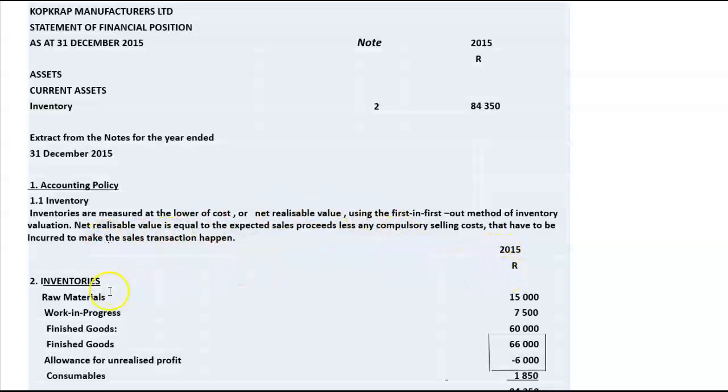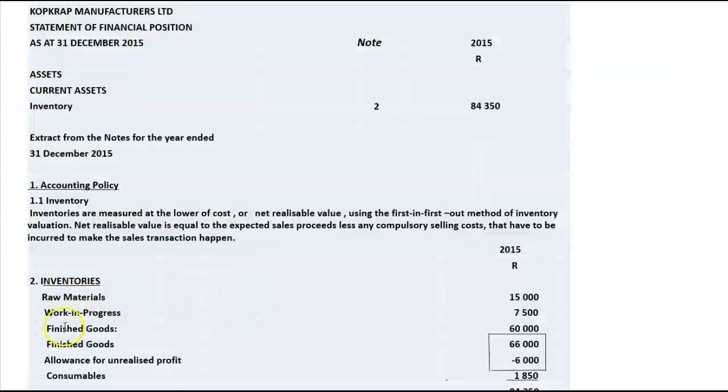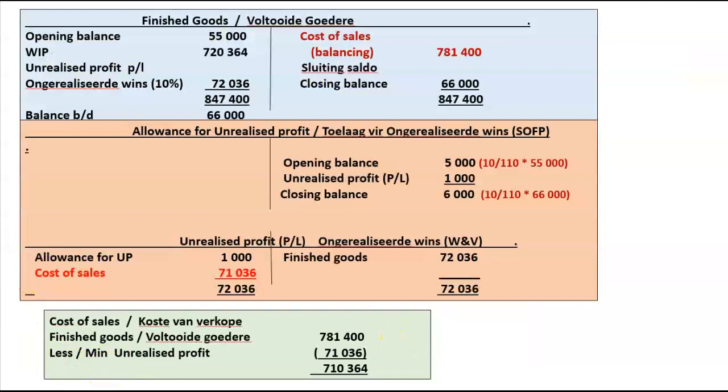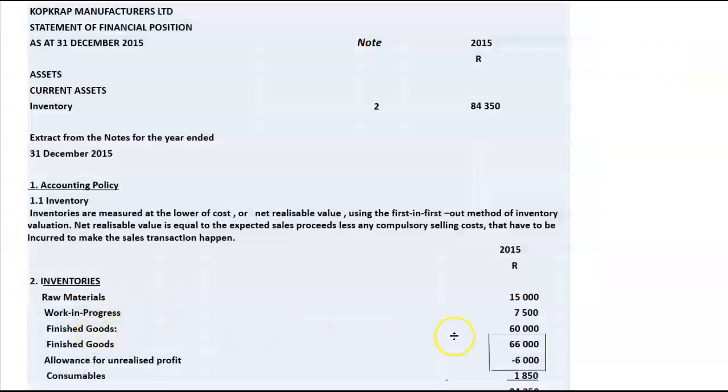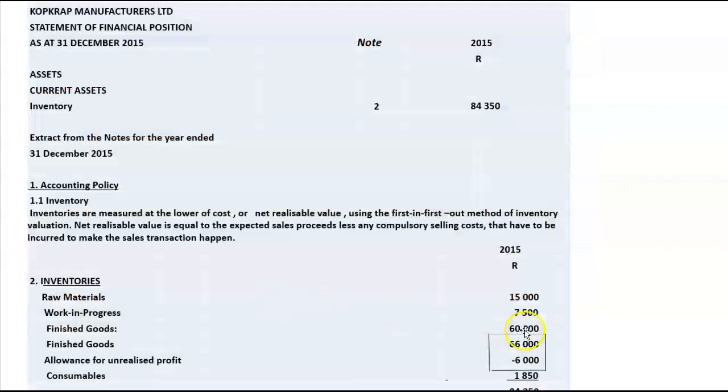2015 Rand. Inventories. Inventories consist of raw materials. Go to your raw material account. There is a closing balance of 15,000 Rand. Work in progress, closing balance. There it is, 7,500. Finished goods, 60,000. Now guys, that 60,000 consists of our finished goods of 66,000 less allowance for unrealized profit of 6,000. So clearly there, the net impact equals 60,000.